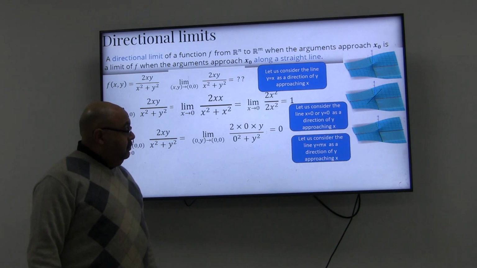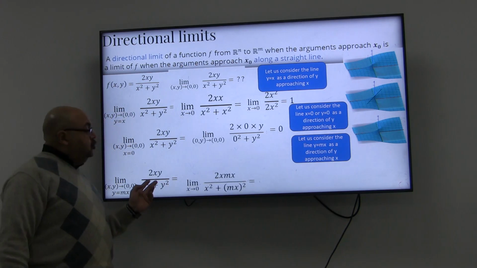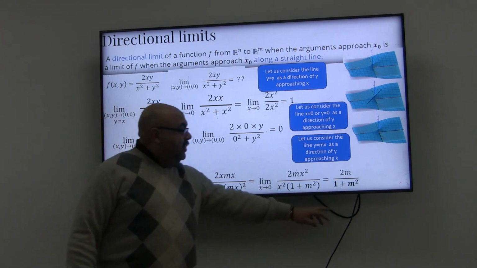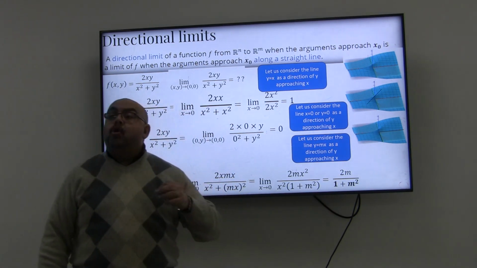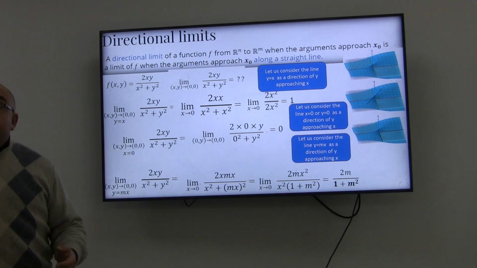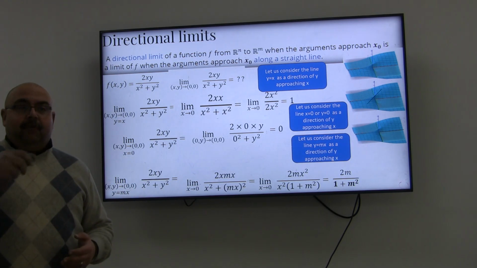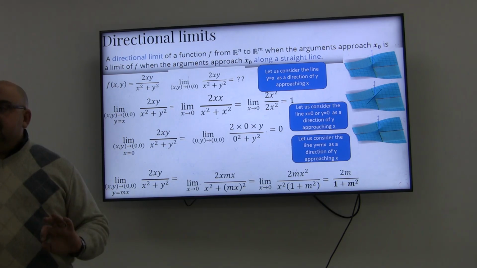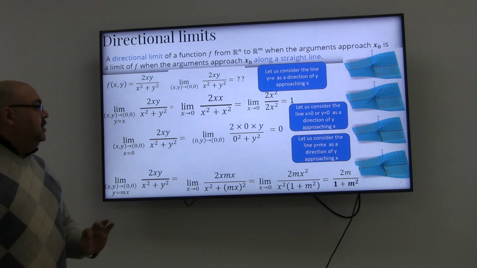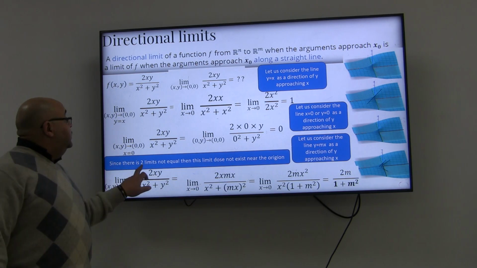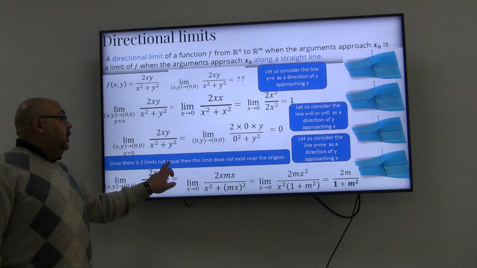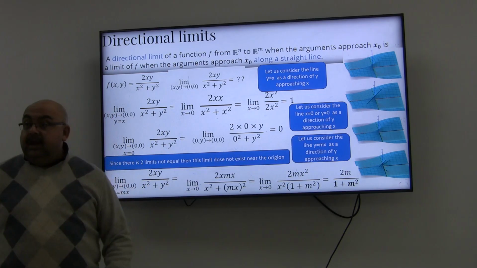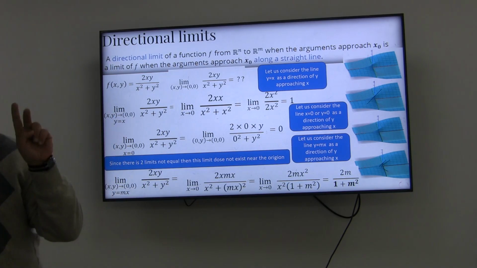Also, in a similar manner, if I use y equal to mx and make the substitution, you will find that the value of the limit depends on the slope of the straight line. As you can see, approaching the origin from more than one direction gives different values. So the limit of this function at the origin doesn't exist. Since there are two limits that are not equal, this limit doesn't exist near the origin. How many do I need, Mr. Ziad? Two.